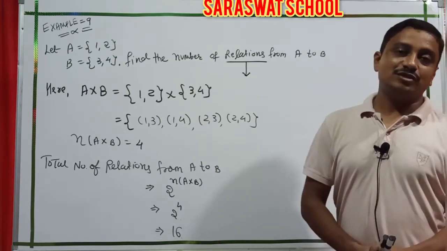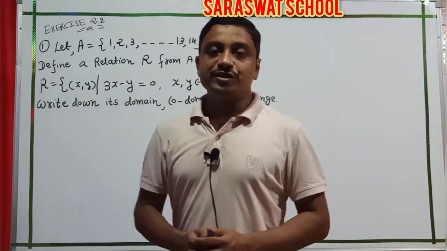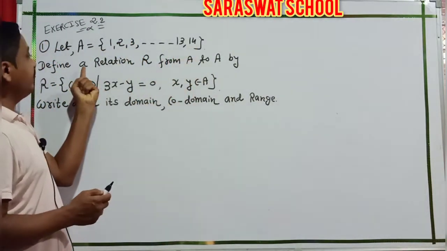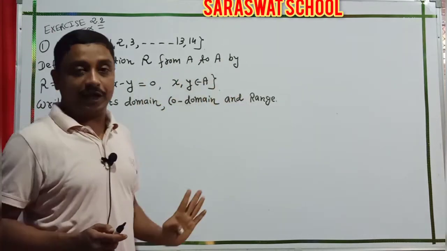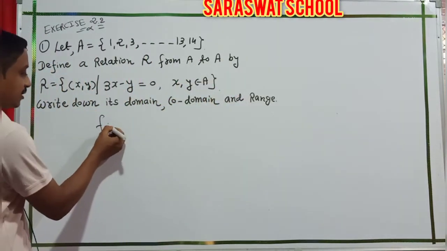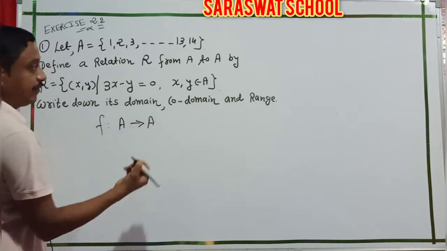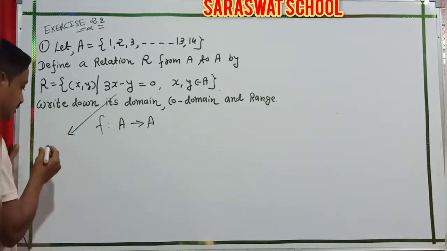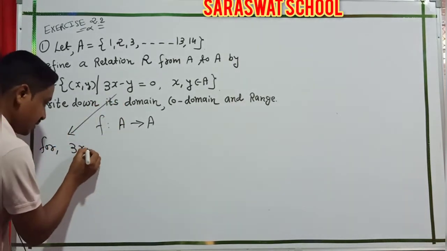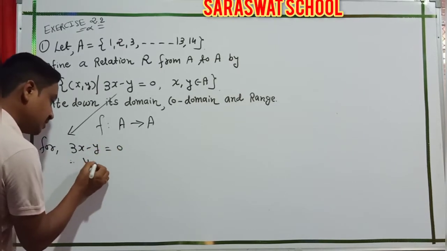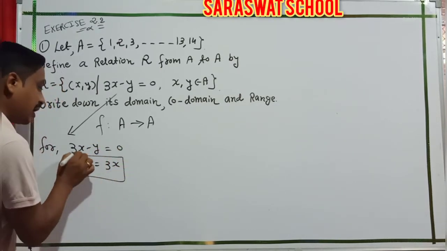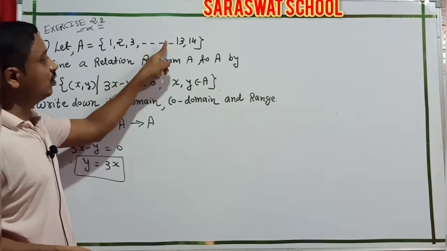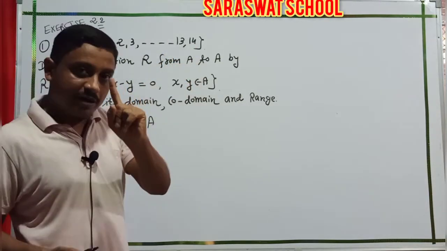Next, exercise 2.2. Now students, moving ahead in exercise 2.2. A is given as 1 to 14 and a relation R is defined from A to A. It means your relation is defined from A to A, and R is given as 3x minus y equals 0. So I start from here: 3x minus y equals 0. Definitely you know y equals 3x. Now I start putting the values of x from A, 1, 2, 3, 4, 5 up to 14, but covered to A to A.